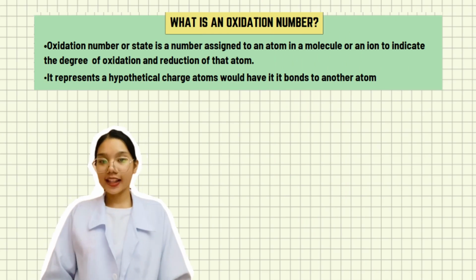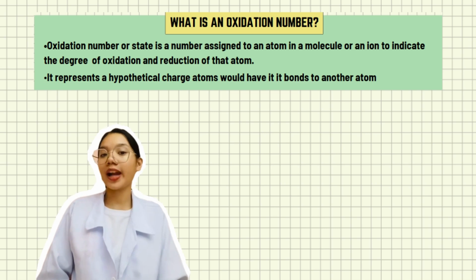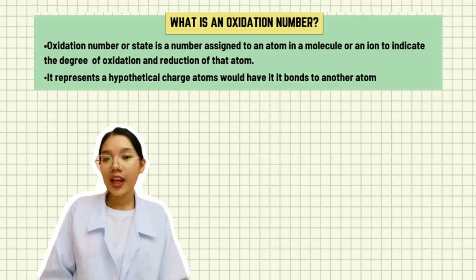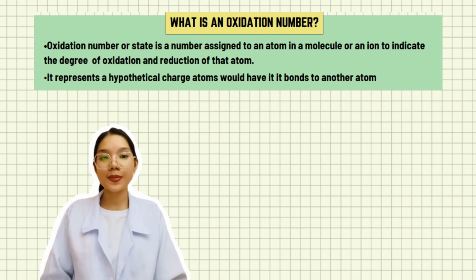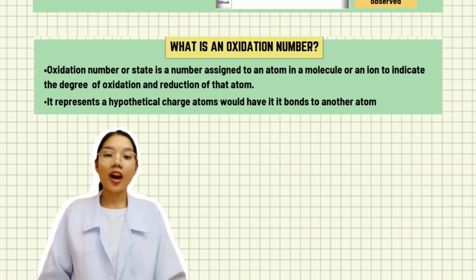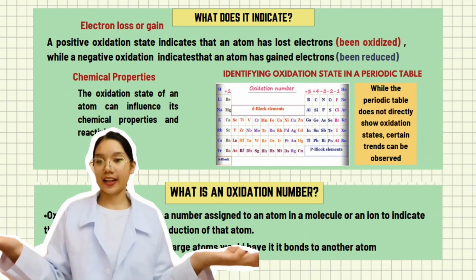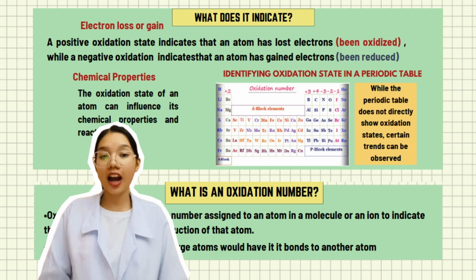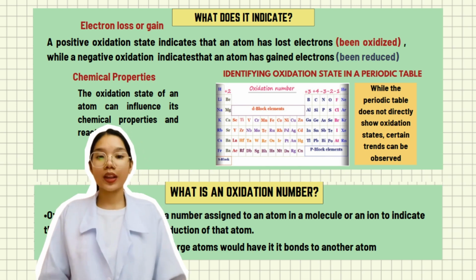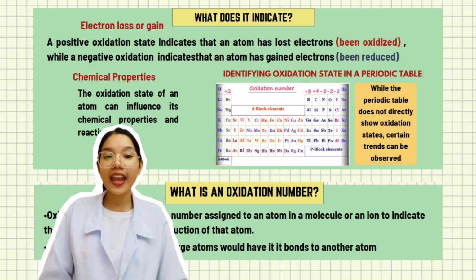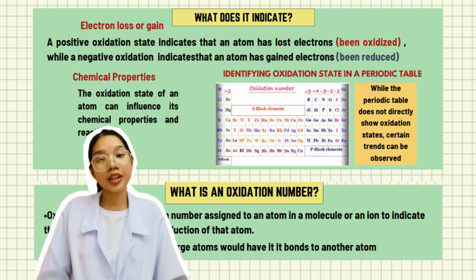What is an oxidation number or oxidation state? An oxidation number or state is a number assigned to an atom in a molecule or an ion to indicate the degree of oxidation and reduction of that atom. It also represents a hypothetical charge an atom would have if it bonds to another atom. So, what does it indicate? Electron loss and gain. A positive oxidation state indicates that an atom has lost electrons, meaning it has been oxidized, while a negative oxidation state indicates that an atom has gained electrons, meaning it has been reduced.